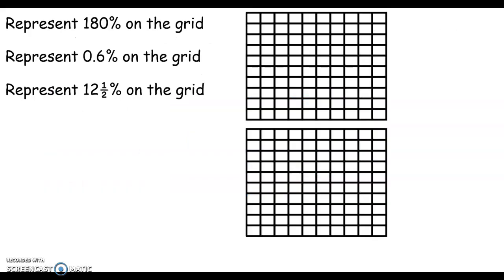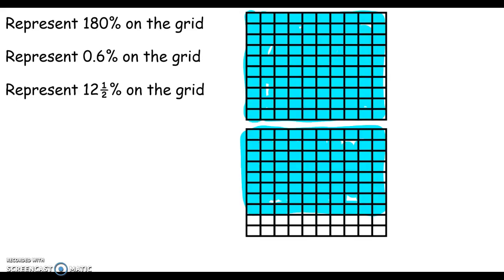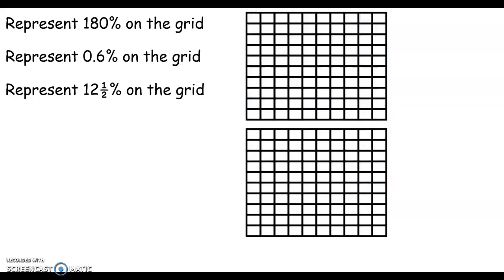I'd like you to pause it here and represent 180 on these pages. You can think about it, or you could get a piece of graph paper and actually do it on your own. Good. Let's look at 180. Check your answer. Is this what you had? 180 of these squares filled in. Okay, let's erase that and try representing 0.6 on these grids.